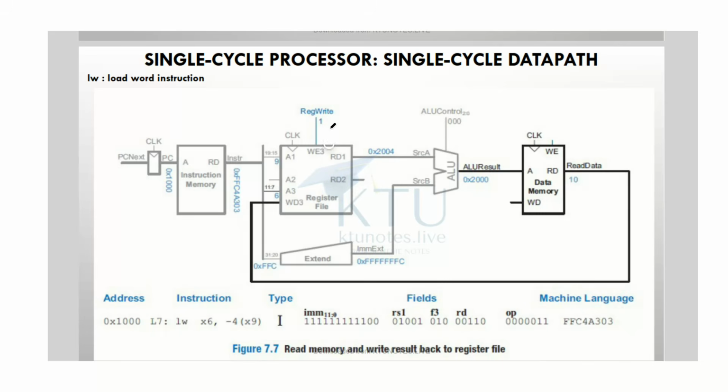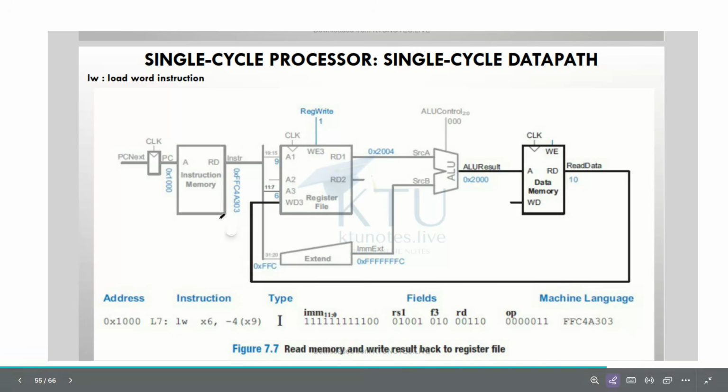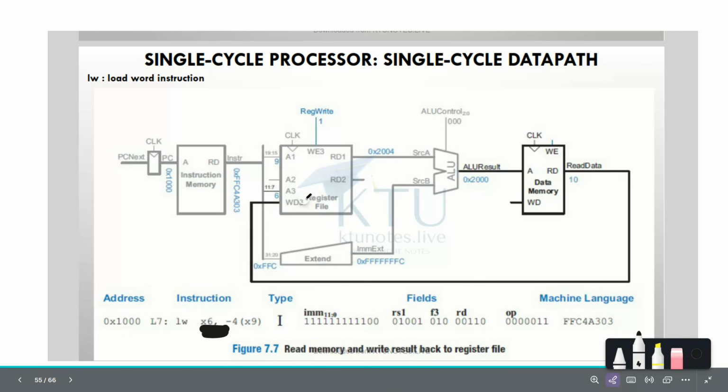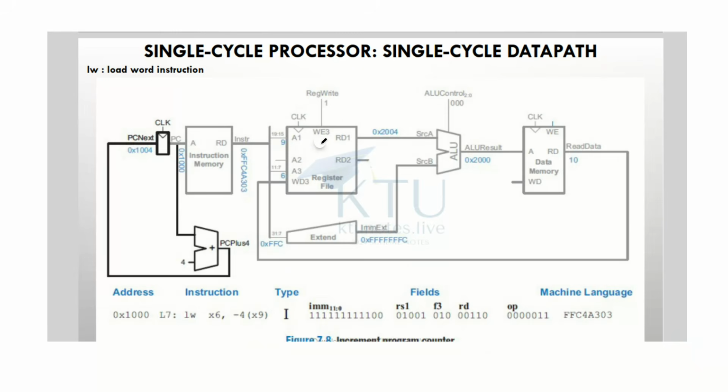So I will set RegWrite to 1. That means I need to write to the register, and the value that I have to write to the register is passed through WD3, and the address location in which I have to write it is passed through A3, which is 6. In here I have to pass this return value. So this much is only what we have to do.